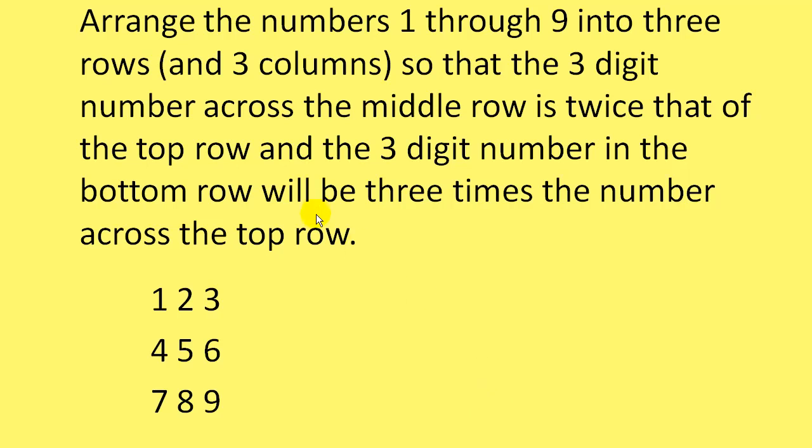Okay, we've looked at this problem once before, but it was so fun I thought we would take a look at it again. So the problem reads like this. Arrange the numbers 1 through 9 into 3 rows and 3 columns so that a 3-digit number across the middle row is twice that, or double that, of the top row, and the 3-digit number on the bottom row is 3 times that of the top row.